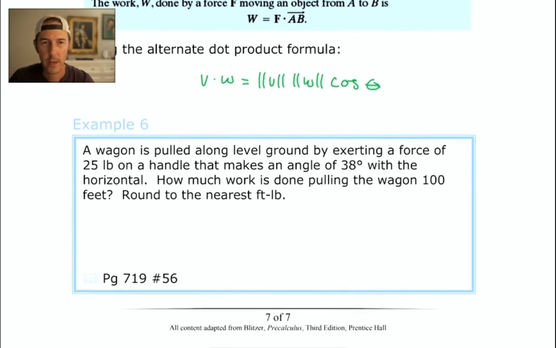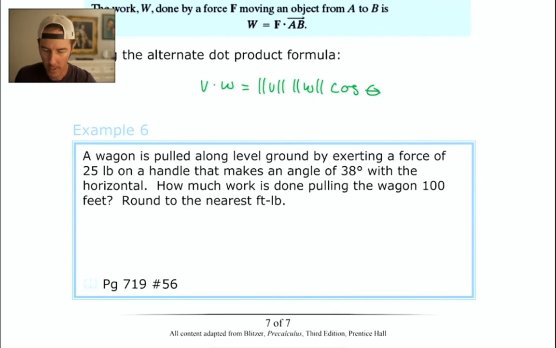All right, so let's see what we have. We've got a wagon that's pulled along level ground. Let's see what kind of a wagon we can put together here. And of course the iPad's going to bow out right here at the end. And there's a handle that makes a 38-degree angle with horizontal. There it goes.